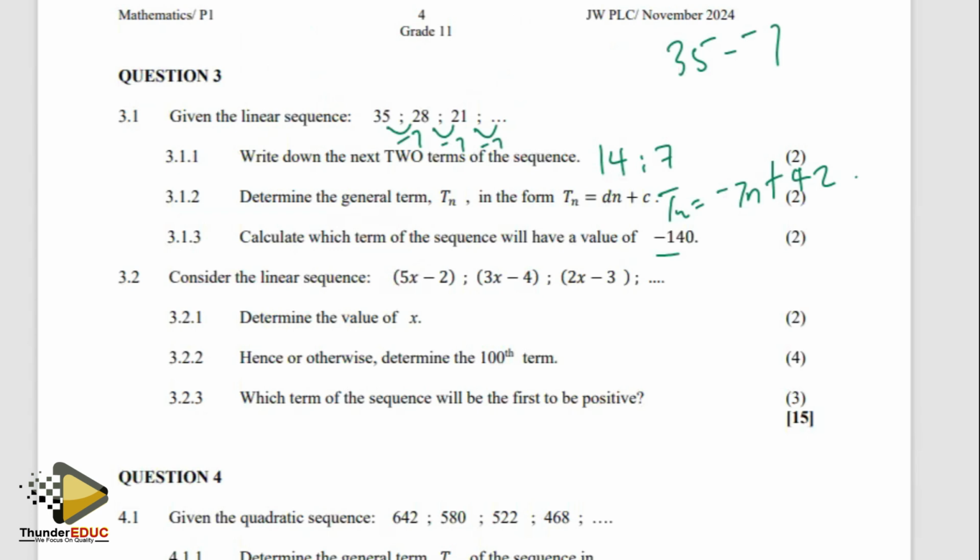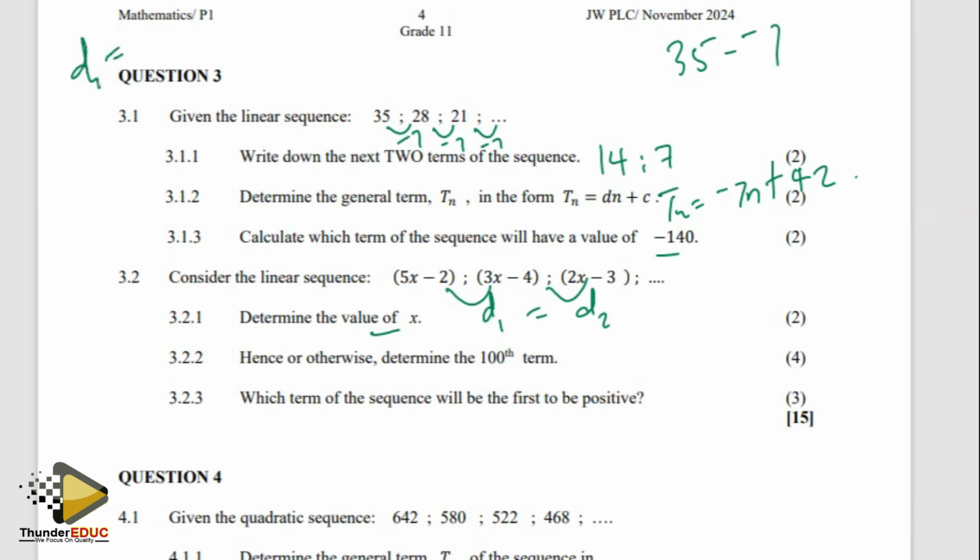Then 3.2, consider the linear sequence again with unknowns. Determine the value of x. So what we know is that if this is our D1, this is our D2, these differences have to be equated to each other. So for me to get D1, where can I do this?